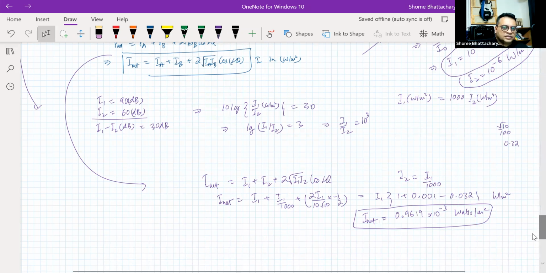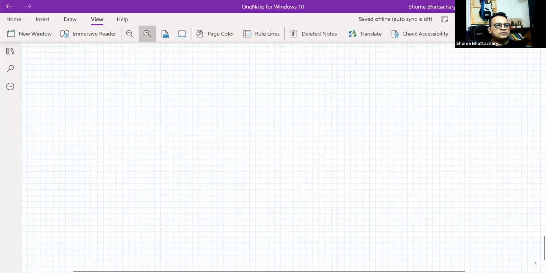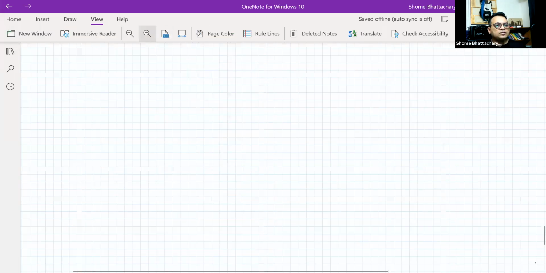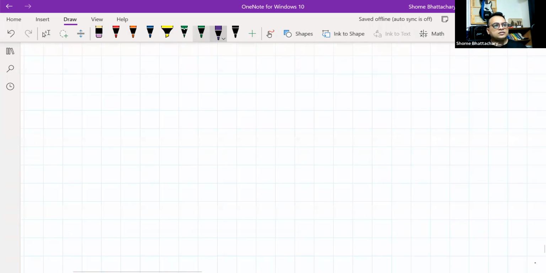Now let's look at the other thing I was telling about, the phenomenon of beats. So beats is a phenomenon that occurs when we have sound waves coming from different sources of different frequencies, but such that the frequencies are quite close to each other. They are not equal, they are not identical, but they are close to each other. So this phenomenon is called beats.